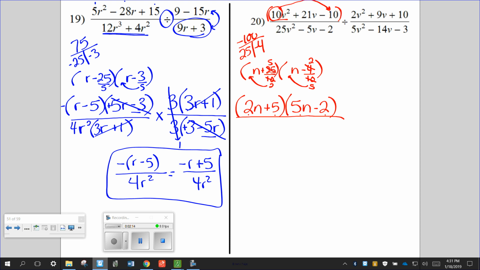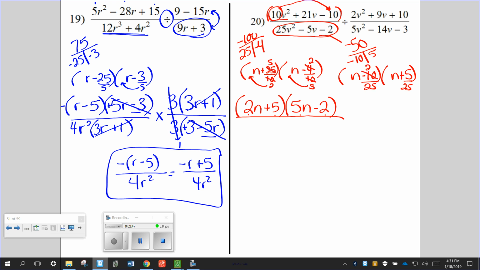Now we need to factor the bottom. Again, we do not have a greatest common factor to factor out. So we're stuck with negative 50. Factors of negative 50 that add up to negative 5. How about negative 10 and positive 5? So we will have n minus 10, n plus 5, and both of those will be divided by the leading coefficient, 25.